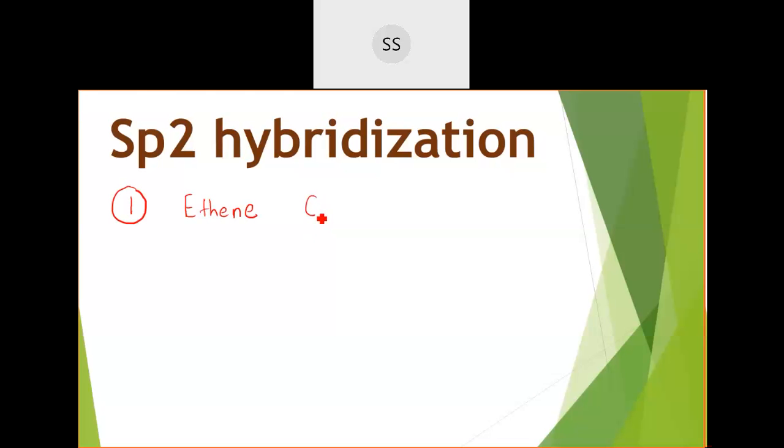What is the general formula? CnH2n. Correct, no? You had alkanes, then alkenes, and then you have even studied alkynes, in carbon compounds. Alkane general formula is CnH2n plus 2, correct? And alkene was CnH2n, whereas alkyne was CnH2n minus 2. So now tell me, eth means two carbon, ene means there should be a double bond. So the formula is C2H4.